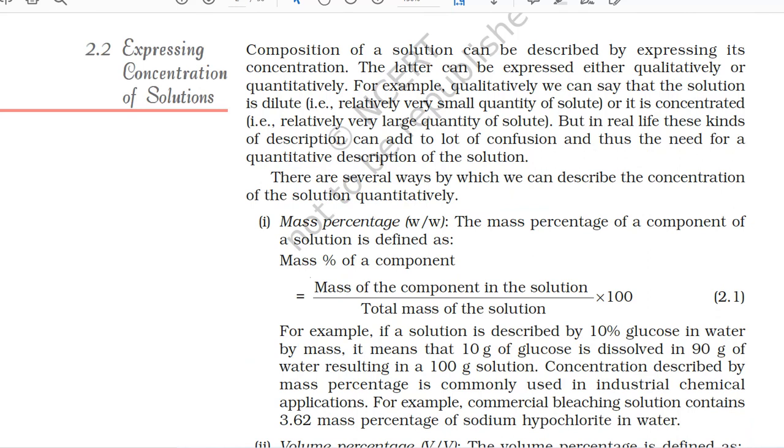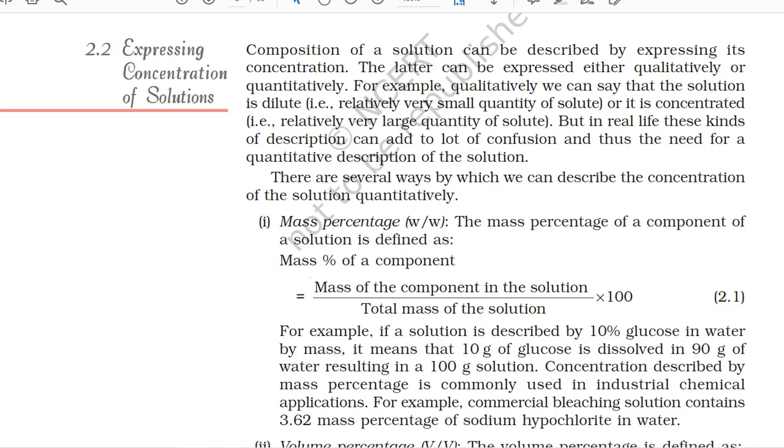2.2 Expressing concentration of solutions. Composition of a solution can be described by expressing its concentration. The latter can be expressed either qualitatively or quantitatively. For example, qualitatively we can say that the solution is dilute, that is relatively very small quantity of solute, or it is concentrated, that is relatively very large quantity of solute.